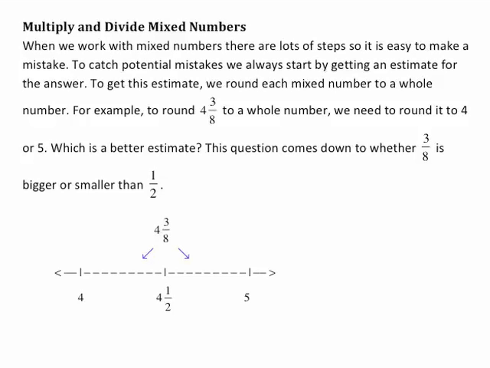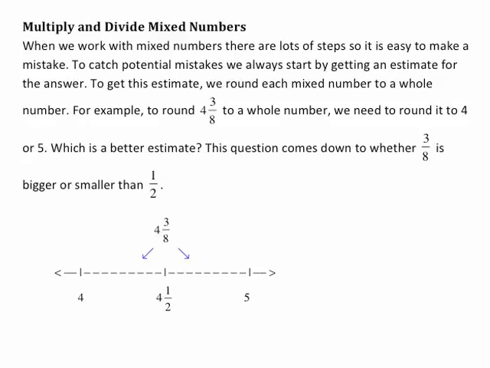Multiply and divide mixed numbers. When we work with mixed numbers, there are lots of steps, so it's easy to make a mistake. To catch potential mistakes, we always start by getting an estimate for the answer. To get this estimate, we round each mixed number to a whole number. For example, to round 4 3/8 to a whole number, we need to round it to either 4 or 5.